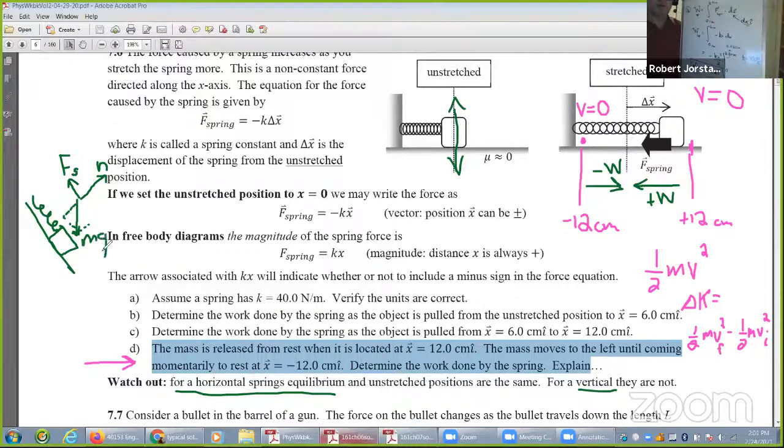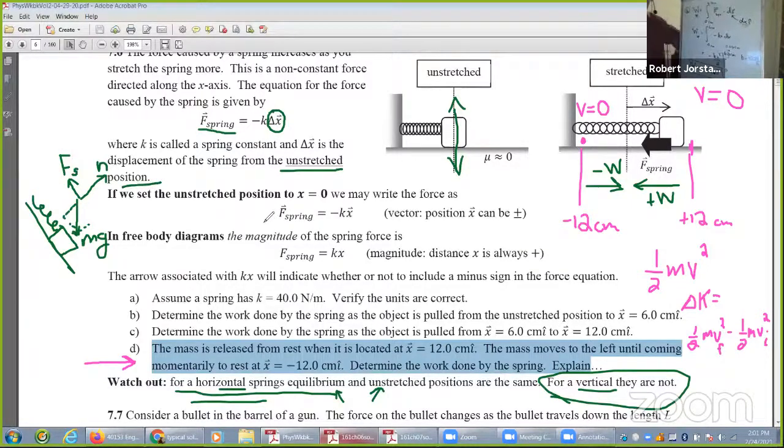What I'm saying here is for horizontal springs, we can use the words equilibrium and unstretched interchangeably, for horizontal only. For vertical, you cannot do that. The spring force is not distance from equilibrium. It is distance from unstretched position. Now, I could tell you that till I'm blue in the face. You won't really realize it until you do a vertical spring problem in the next chapter and get screwed over. So let's save that for then.